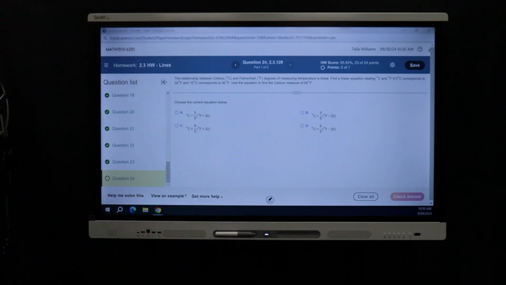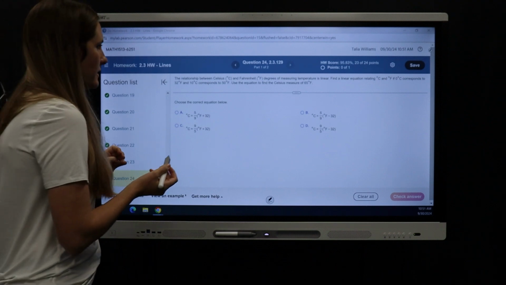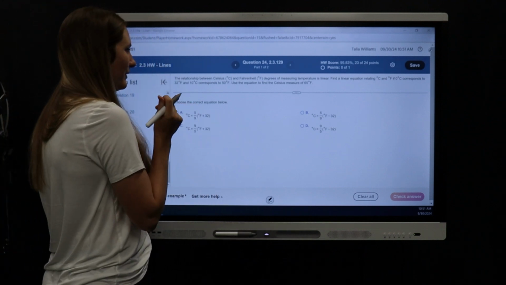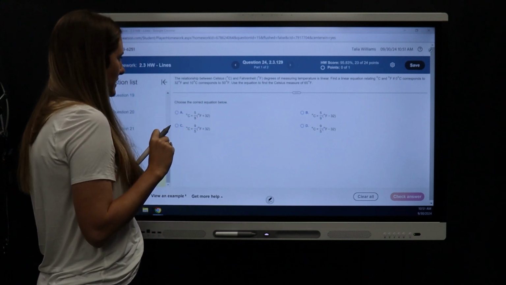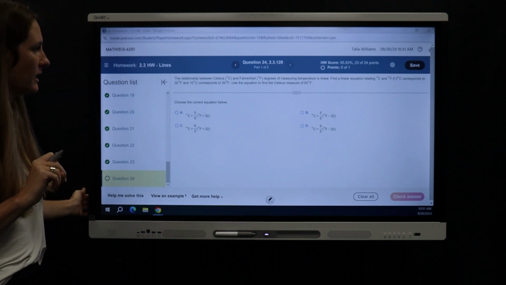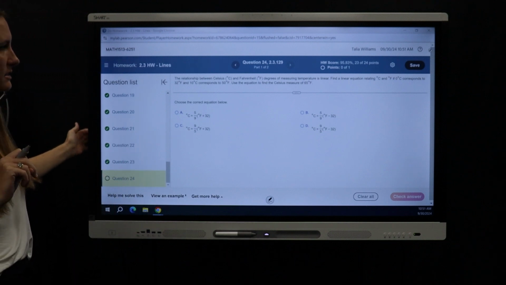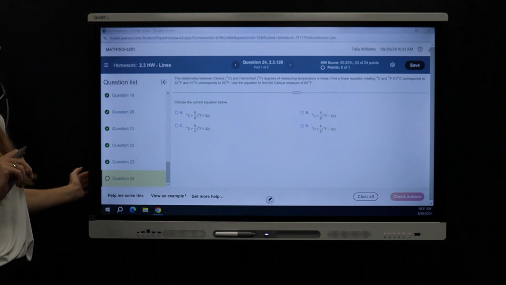The relationship between Celsius and Fahrenheit degrees measuring the temperature is linear. Find a linear equation relating Celsius and Fahrenheit if 0 degrees Celsius corresponds to 32 degrees Fahrenheit and 10 degrees Celsius corresponds to 50 degrees Fahrenheit. Use the equation to find the Celsius measure of 65 degrees Fahrenheit.